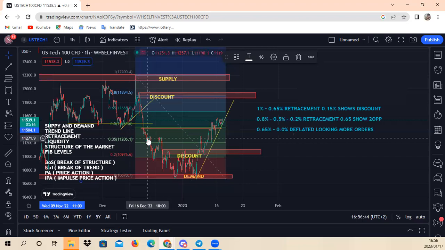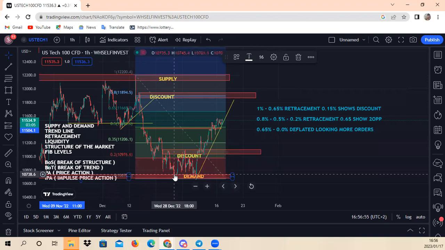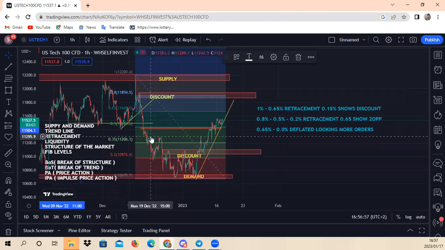So it will keep going. And then it even came back to our 0.2, and then it executed here. So with this trend, it just went straight from the discount and didn't look back on anything. That's why it's much better to catch it by the supply or the discount.